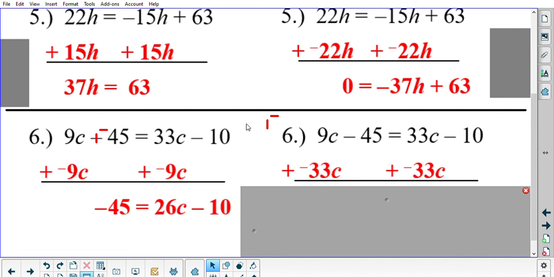If you want to make this adding negative 10, I mean, you could. It's the same thing. You don't necessarily have to, but you could. It means the same thing. All right, the other way of doing it is adding by negative 33c on both sides.